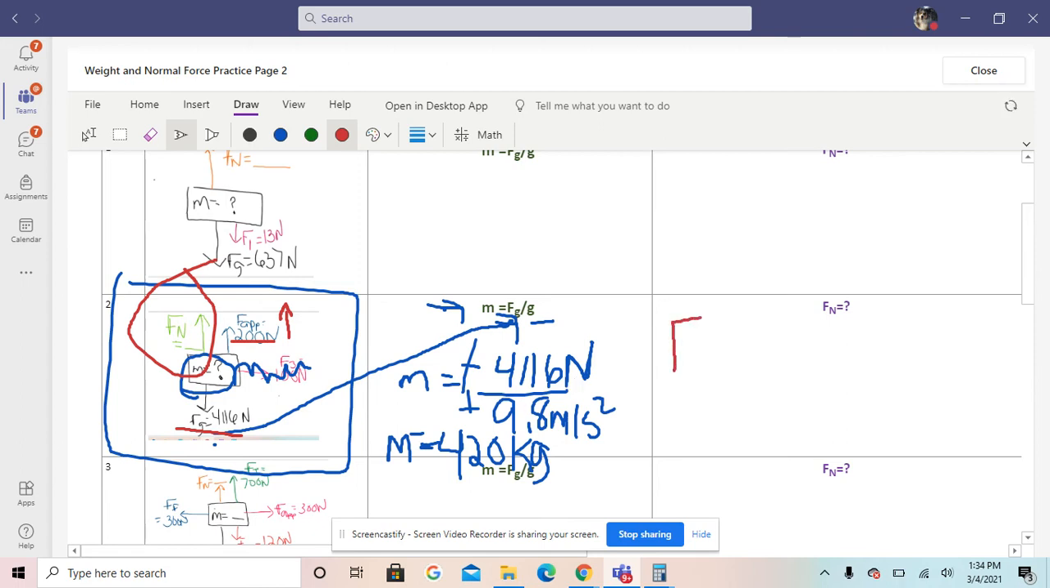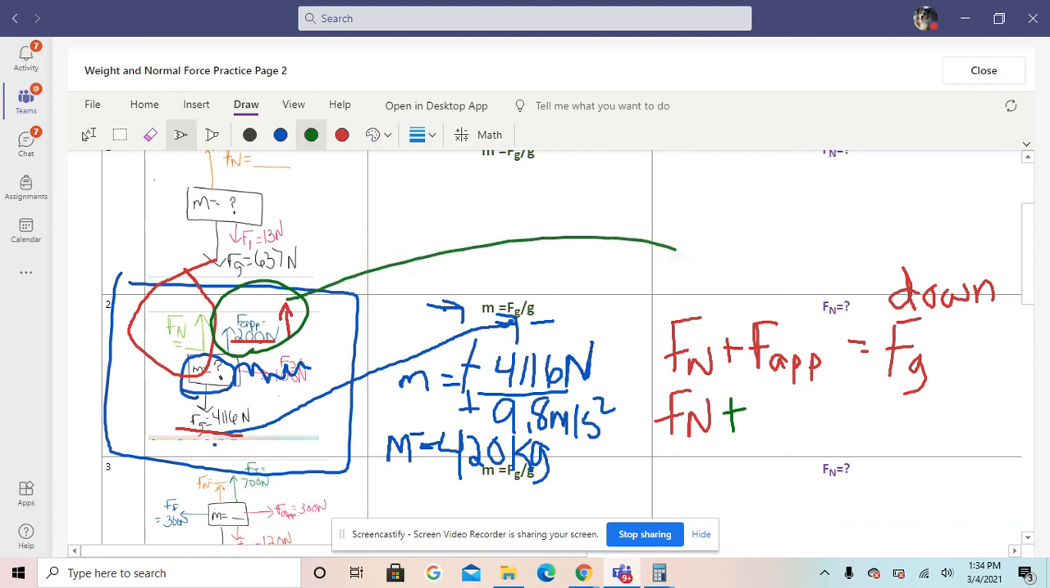I'm going to have my force ups. So I have 2 going up: I have normal force and my force applied. And then I have 1 force going down. That's my weight, pointed in the downward direction. And since I'm already using this side as down, down already implies it's negative. I don't have to worry about the negative when I do the math here. So my normal force, I'm going to leave that red just to show up, plus my applied force. Again, that's 200 newtons, equals 4116 newtons.